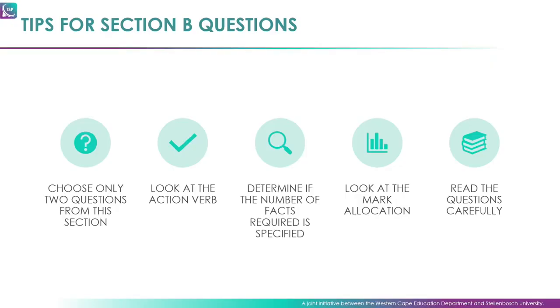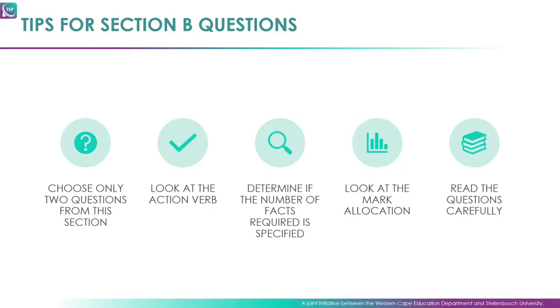The mark allocation will also give you a bit of an idea as to what type of question, what level that question is focused on. Determine the number of facts, how many are required. You'll be given an indication as to whether you're required to give 2, 3, 4, or 5, and that will be given to you. Obviously, I mentioned look at the mark allocation, and please read the question carefully.